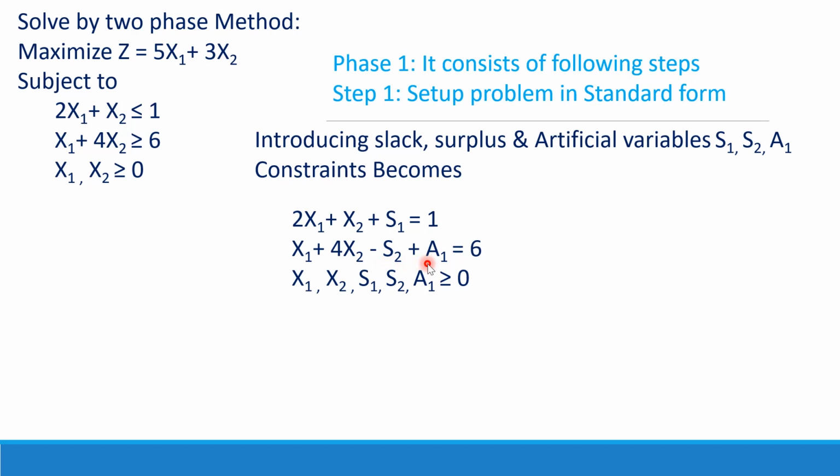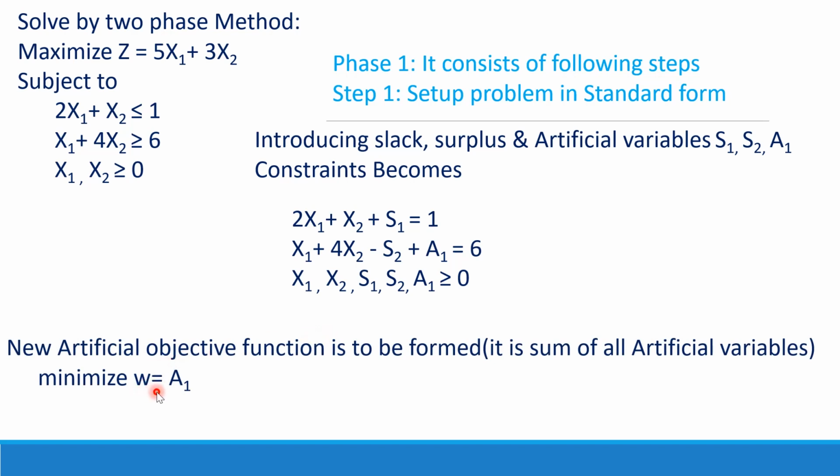If there had been one more constraint with a greater than or equal to sign, we would have subtracted another surplus variable and added another artificial variable. Now it is time to form the new objective function, which is the summation of all the artificial variables. There is only one artificial variable, so the new objective function is minimize w = a1.